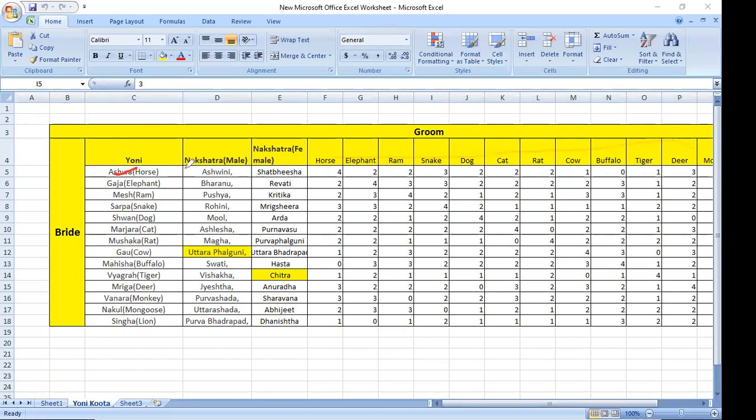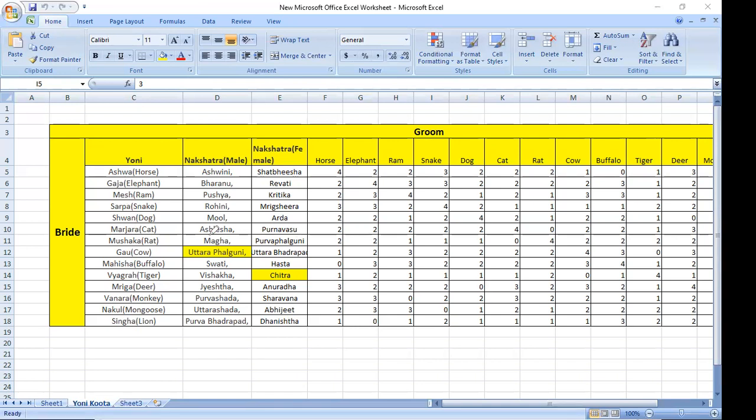If horse is with horse, they get 4 points. If elephant is with elephant, 4 points. If ram or sheep is with sheep, 4 points. If snake is with snake, 4 points. If dog is with dog, 4 points, like that. So same category, you get 4 points. With the friendly category, you get 3 points. Neutral, you get 2 points. If normal enmity, 1 point. And if it is a bad match, just no compatibility, it is zero.